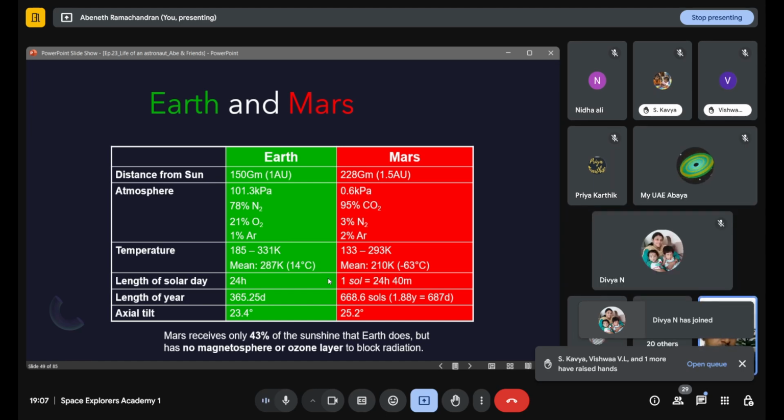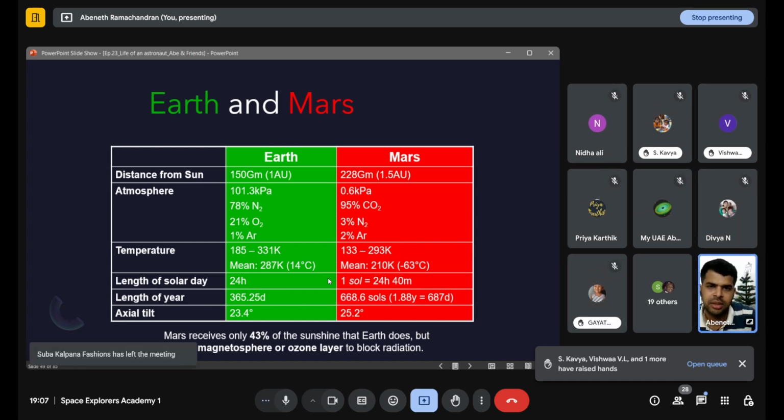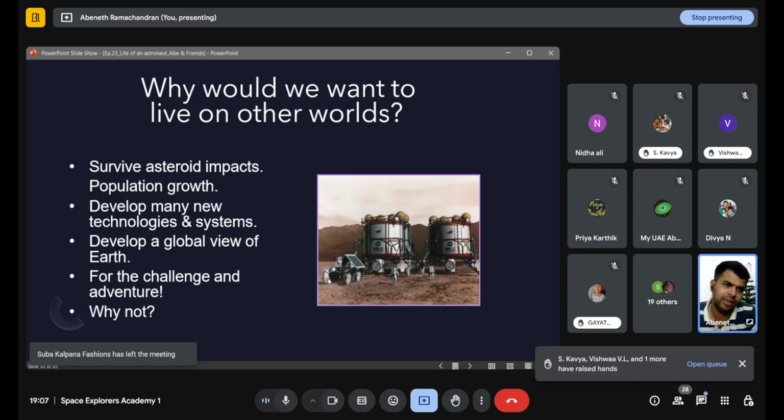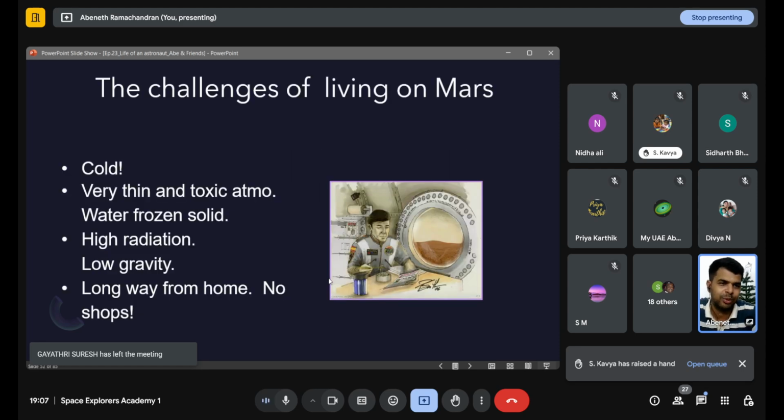And almost 24 hours is the rotation time of the planet Mars. If you go to live there, you have to make so many changes and improvements to your lifestyle. The first thing you have to do is tackle the cold temperature, and you have to worry about the low gravity, because only a very minimal amount of gravity is there.